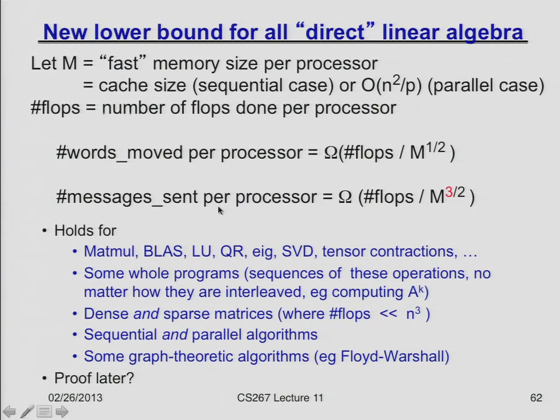And then the number of messages sent, the latency cost, that's also expensive. Well, you just take the number of words moved and divide by the largest message size. That tells you how many messages you have to move. And the largest possible message, well, it could be a cache size, but clearly a message can't be bigger than the whole memory. So this is just a factor of m smaller than that. And as I said, this holds for just about everything that smells like three nested loops. And we will talk about Gaussian elimination when I get to that part of the lecture. And as I said, there's a proof, but I will probably not go into it.